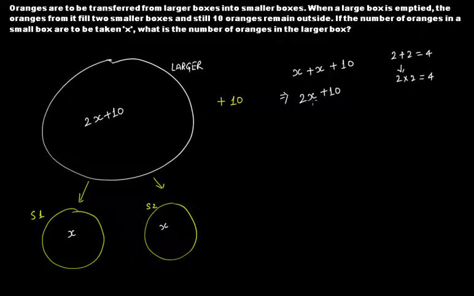Now if you're thinking, hey, what's this x variable and all? This is the beauty of algebra. Let's assume that after emptying this larger box, the smaller box has x number of oranges, and since these 2 smaller boxes are the same size, this will also have x number of oranges. So x of this plus 10 that cannot be filled, that remained outside. So x plus x plus 10 is equal to 2x plus 10. So the larger box had 2x plus 10 oranges.